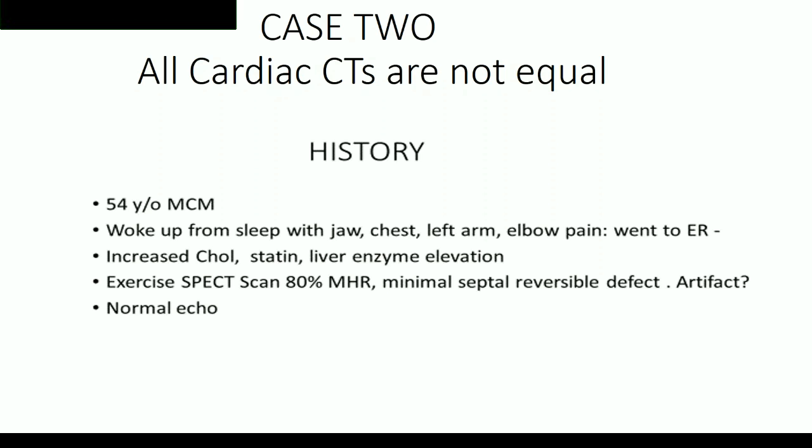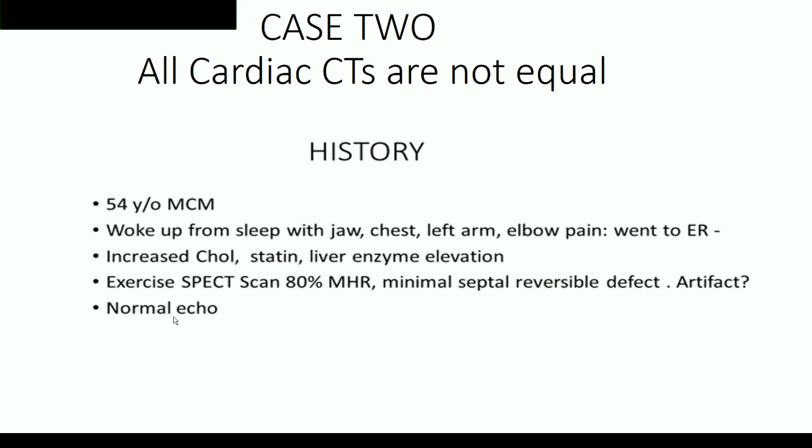He had some increased cholesterol. He had been on a statin. His liver enzymes were slightly elevated. Before discharge, he had an exercise SPECT scan. It said minimal reversible defect. They thought it was an artifact.